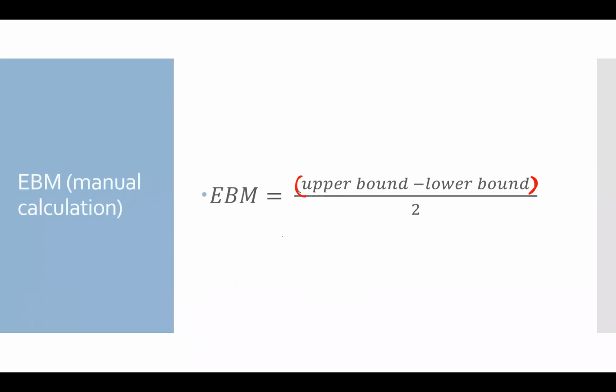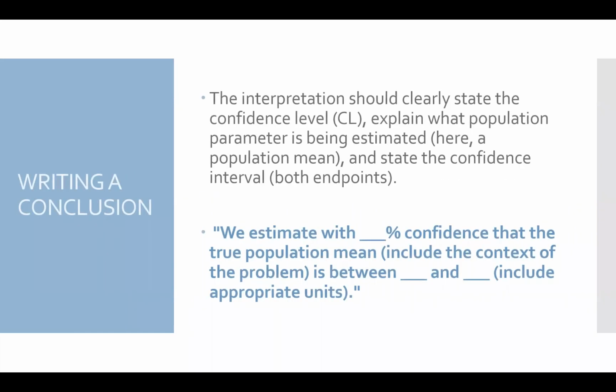The biggest part of the confidence interval, because Minitab's going to do the calculations for us, is the interpretation. What does it tell us and what does it mean? The interpretation should clearly state the confidence level, explain what parameter or what measurement you are estimating, and then state the confidence interval. You have to give the lower bound as well as the upper bound.